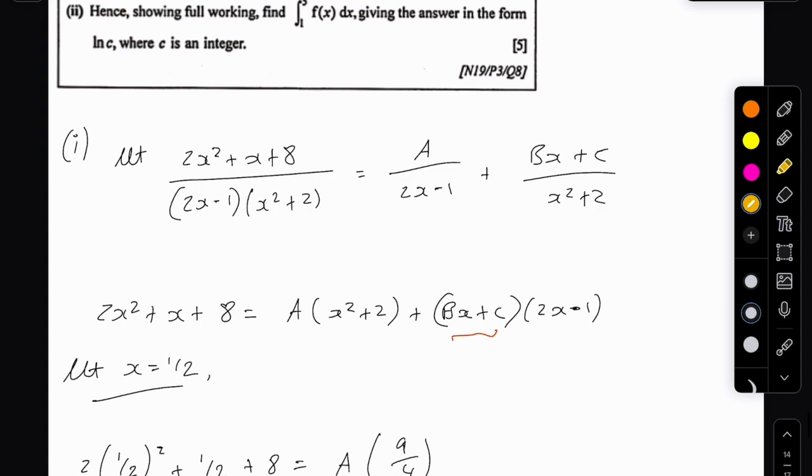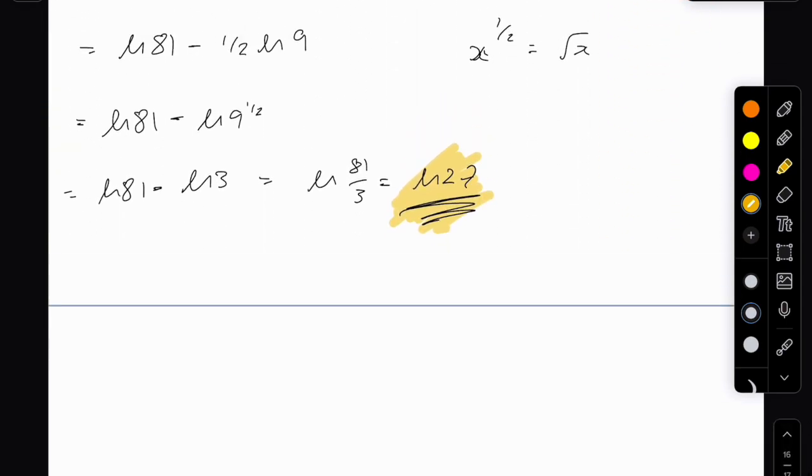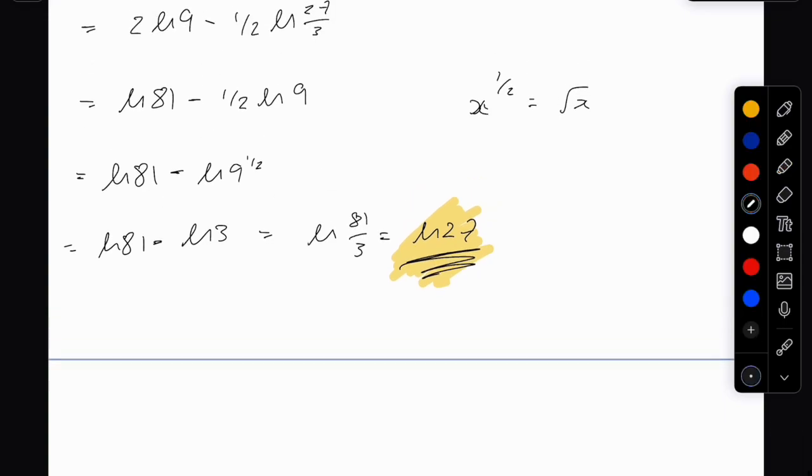So is that the form they wanted? Yes, it is. Ln c. And this is the answer to the question as required.